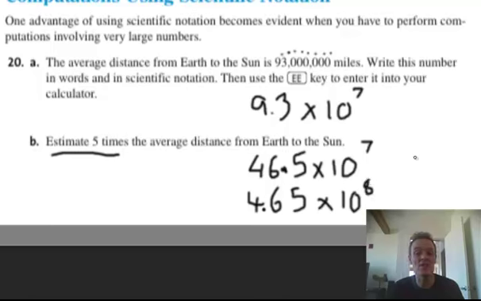Now look at these two. 46.5 times 10 to the 7 and 4.65 times 10 to the 8 are the same number. It's just that the second one is the correct scientific notation. Think about it: I made the 46.5 10 times smaller, so I made the 10 to the 7 10 times bigger, increasing it to 10 to the 8. So look at that, if you need to change it to correct scientific notation.